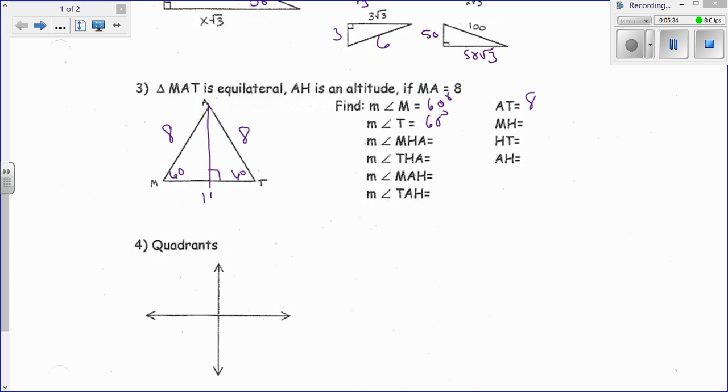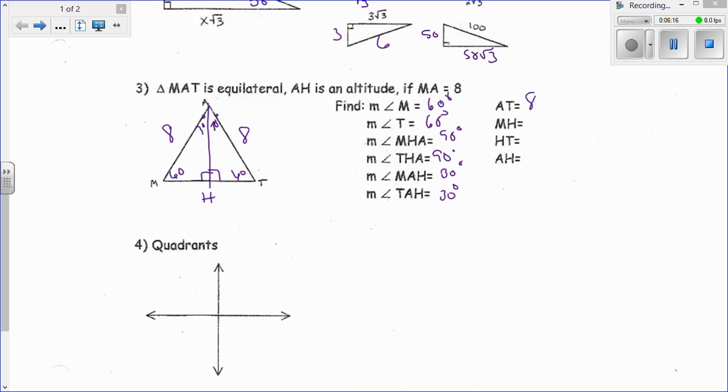MHA is a right angle, so that's 90. And THA is also 90. It's a right angle. MAH, well, if this is 60 and this is 90, in triangle MHA, I only have 30 degrees left. And TAH, it's the same idea, so that is 30.